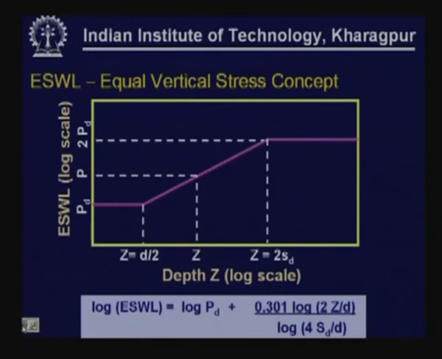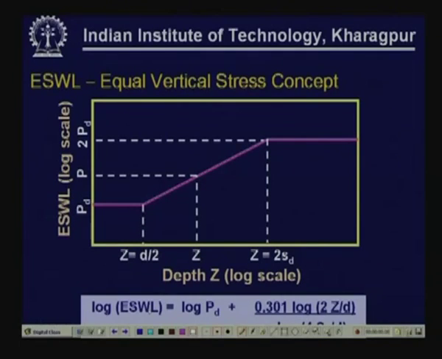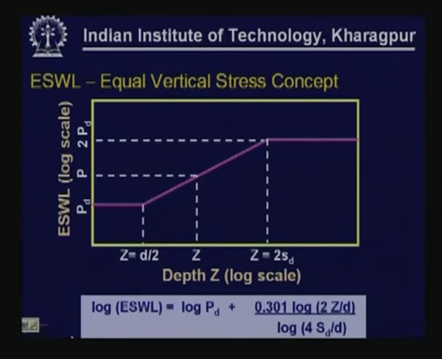The expression for this is given here. Log equivalent single wheel load is equal to log PD, this is one single wheel load of the dual wheel system, plus 0.301 log twice depth divided by d. Small d is the clear distance between the wheel loads, divided by log of 4 SD. SD is the center to center spacing between the wheel loads, divided by the clear spacing between the wheel loads.